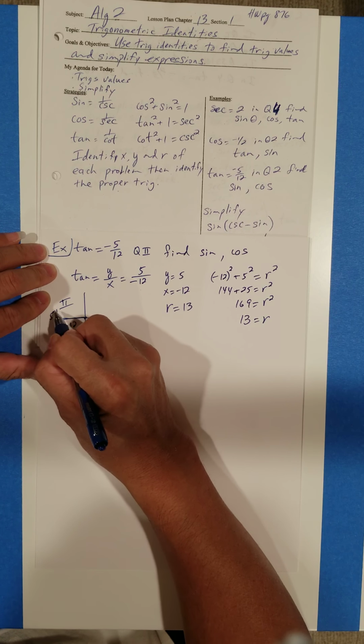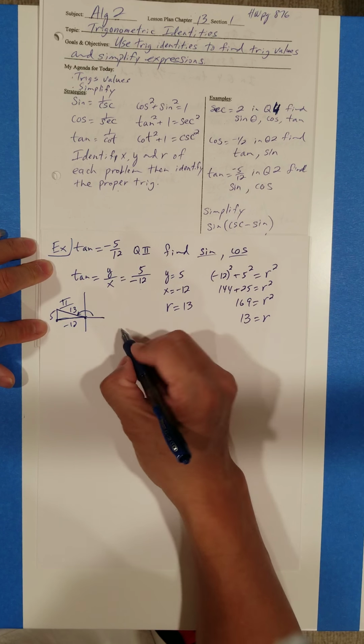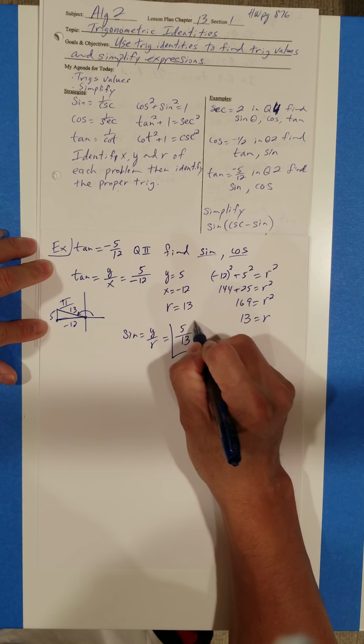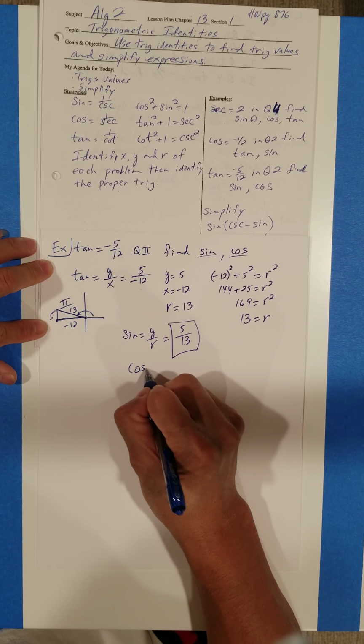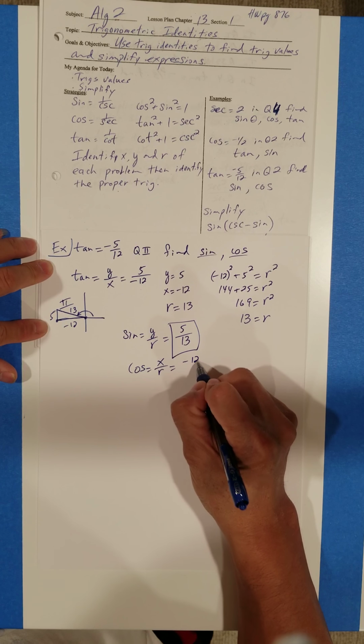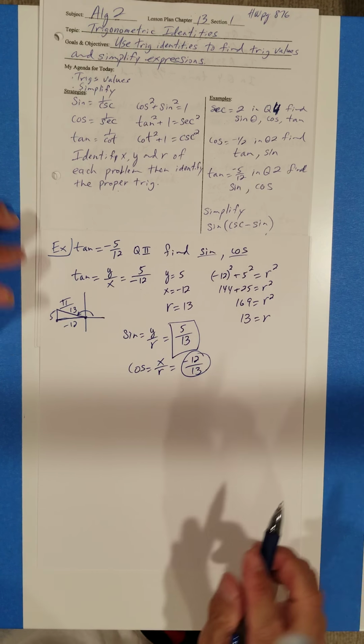This is not a famous angle, so we don't need to know what the angle is, but they want us to find sine and cosine. So sine is Y over R. So we look at Y. Y is 5, R is 13, and that's our answer. Cosine is X over R. So X is -12, R is 13. Voila, that's sine and cosine. So make sure you try examples on those.